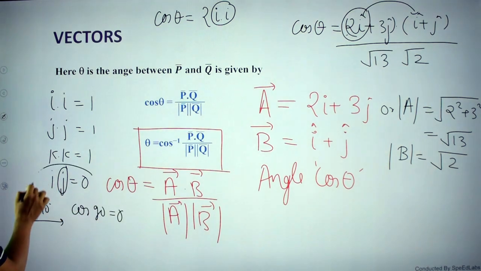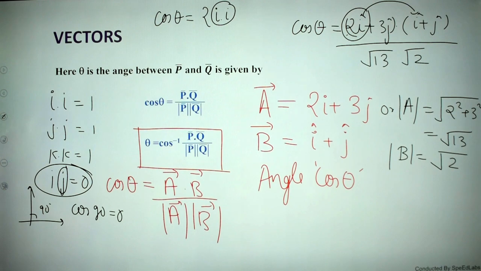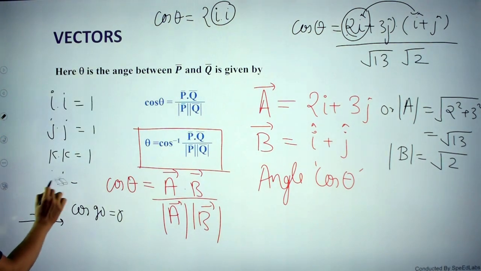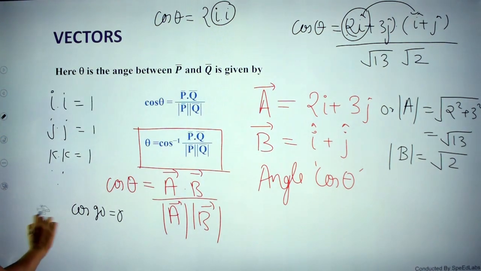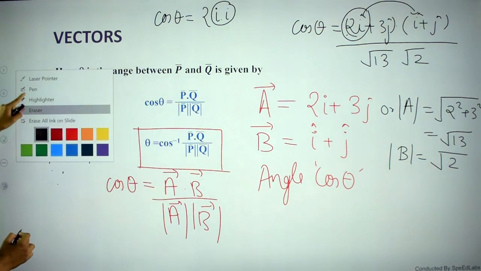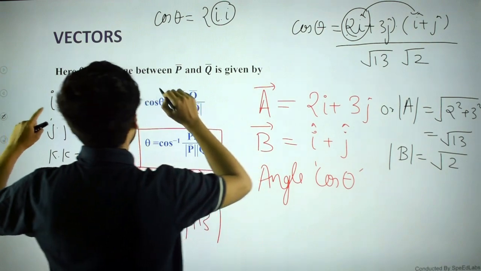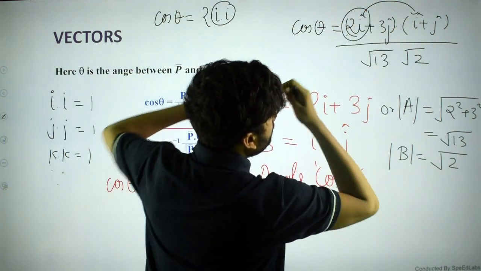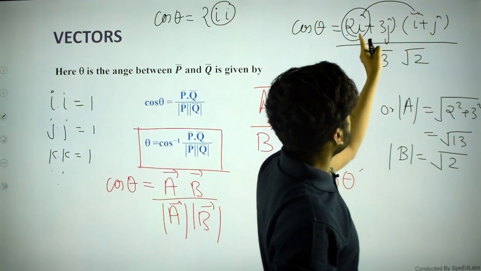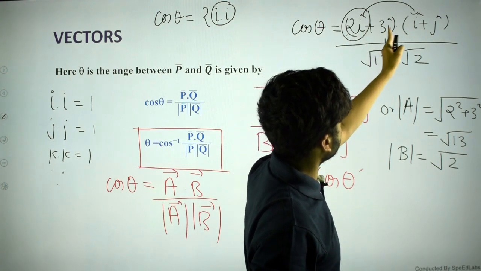That is the reason i dot j is equal to 0. Remember this. Now let us move further with our question. So this will be 2. Similarly, if you multiply this by this, this i dot j will become 0. Similarly, this will be 0, but this will multiply.